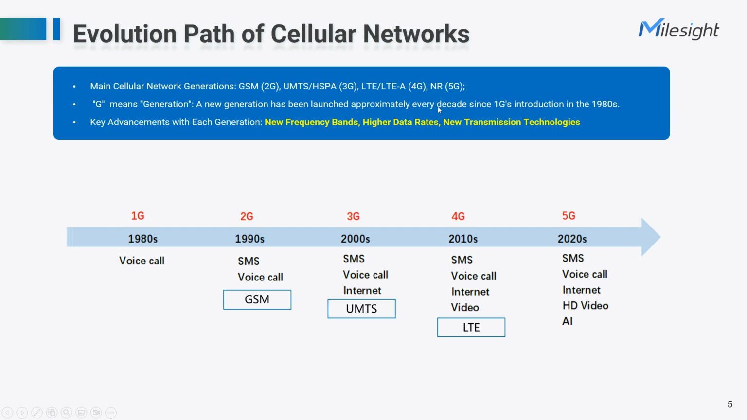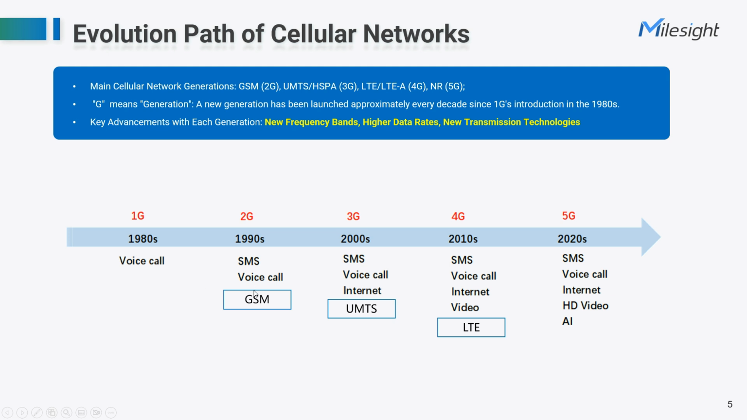This whole journey started back in the 1980s with 1G, and since then, roughly every 10 years we've seen a new generation arrive. And with each new G, we got something new. Fresh frequency bands, faster speeds, and new ways to transmit data. 1G was all about analog voice. You might remember those brick phones from classic Hong Kong movies. That was 1G. It was basically just voice calls.